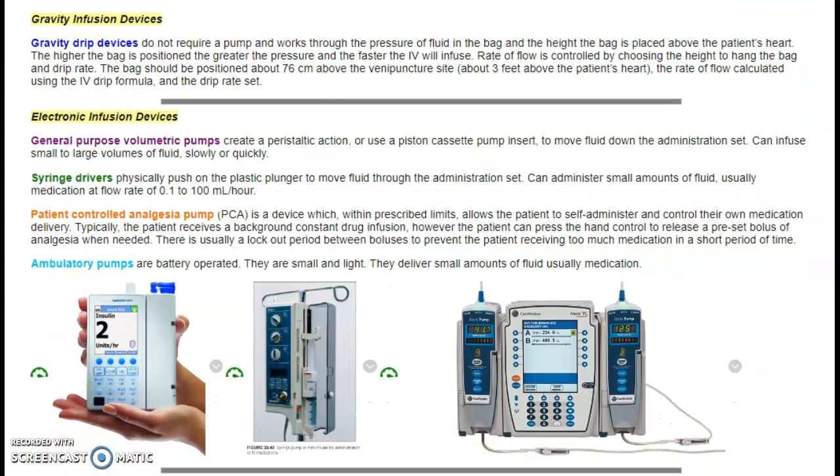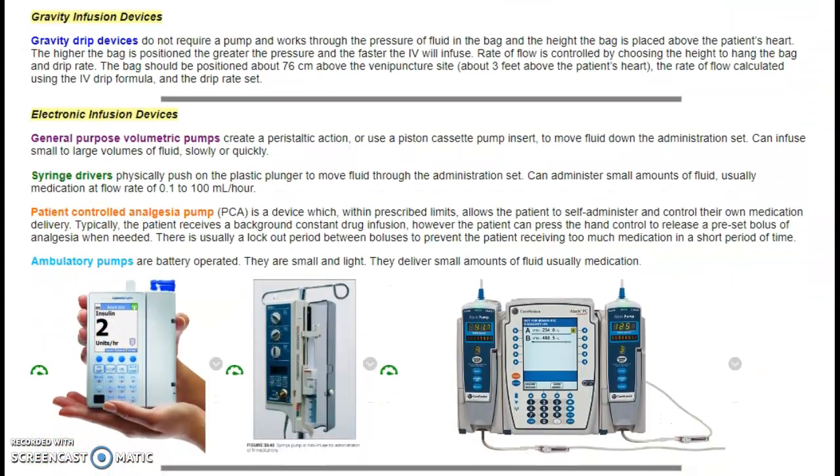There are gravity devices that do not require an electronic device. However, they need to be checked regularly to make sure that the drip rate is infusing at the appropriate time. We typically see gravity infusion when we don't have an electronic pump, when the client is not high risk, or in home care situations.